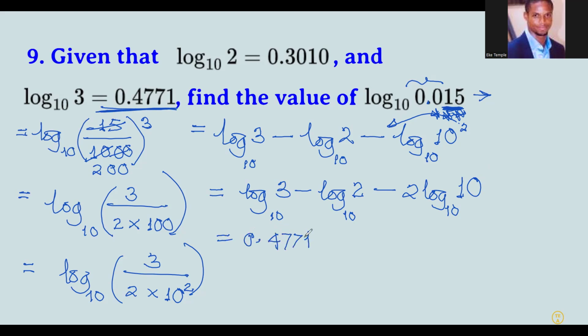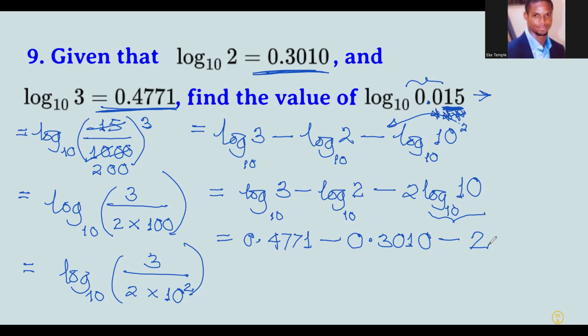0.4771 minus log base 10 of 2. Log base 10 of 2 is given to us already. 0.3010. And of course, minus same base, same number. We don't need to substitute that because this is 1. And 1 multiplied by 2 here will give 2. So we can escape with it.